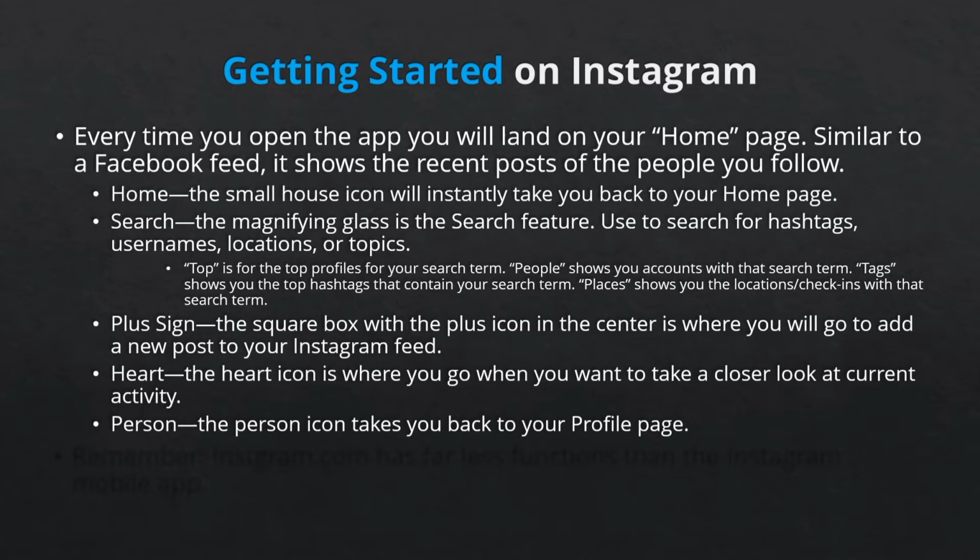Top is for the top profiles for your search term. People shows you the accounts with that search term. Tags shows you the top hashtags that contain your search term. And Places shows you the locations or check-ins with that search term.